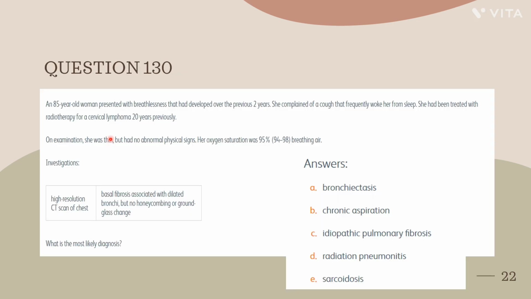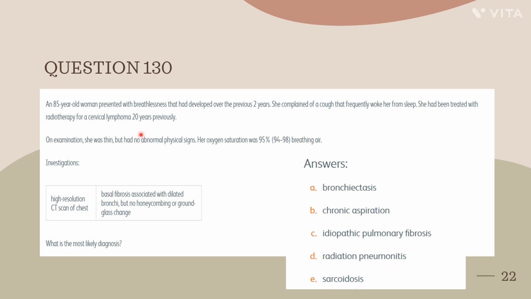Next question: an 85-year-old woman presented with breathlessness that had developed over previous 2 years. She complained of a cough that frequently woke her from sleep. She had been treated with radiotherapy for a cervical lymphoma 20 years previously. On examination, she was thin but had no abnormal physical signs. Her oxygen saturation was 95%, breathing air. Investigation showed basal fibrosis associated with dilated bronchi, but no honeycombing or ground glass change. What is most likely diagnosis? We'll look at the options: bronchiectasis, chronic aspiration, idiopathic pulmonary fibrosis, radiation pneumonitis, sarcoidosis.